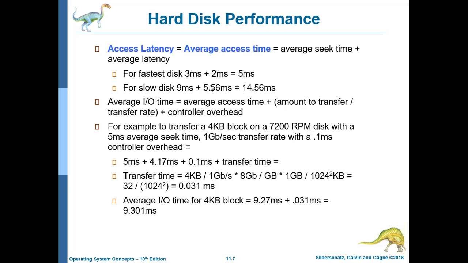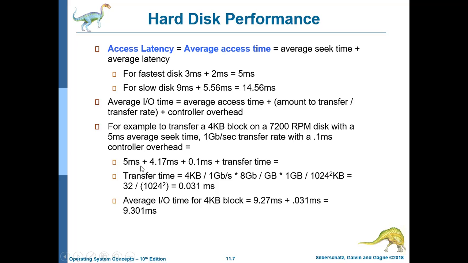We also have the average I/O time. It is equal to average access time plus the amount to transfer divided by the transfer rate. So you have to divide first the amount to transfer by the transfer rate, and then add the controller overhead. We have an example here: to transfer a 4 kilobyte block on a 7,200 RPM disk with a 5 millisecond average seek time, 1 gigabit per second transfer rate, and a 0.1 millisecond controller overhead.